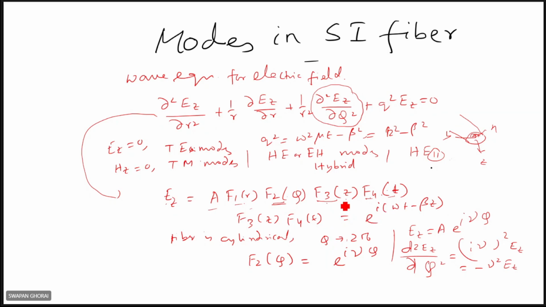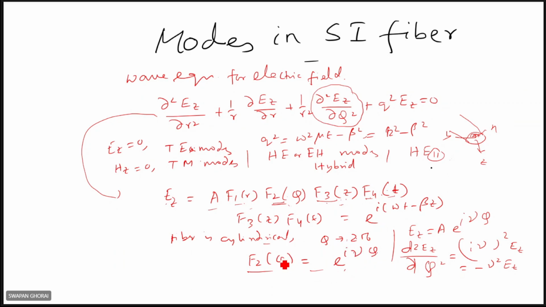You see here, f3(z) and f4(t) can be written as e to the power i(omega t minus beta z). And f2(phi) is the azimuthal angle. Since the fiber is cylindrical, if phi changes by 2 pi, then the field will repeat itself, the same thing will be there. So f2(phi) you can write as e to the power i nu phi, just like i omega t. Nu is another parameter.